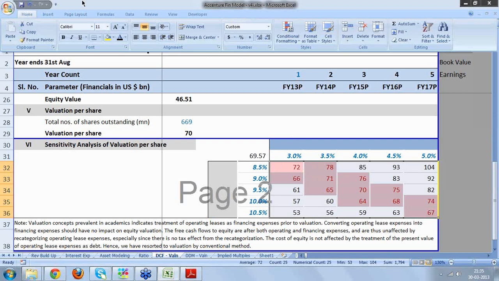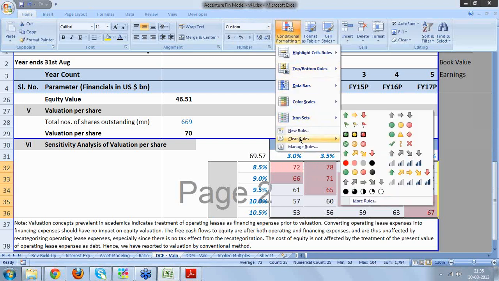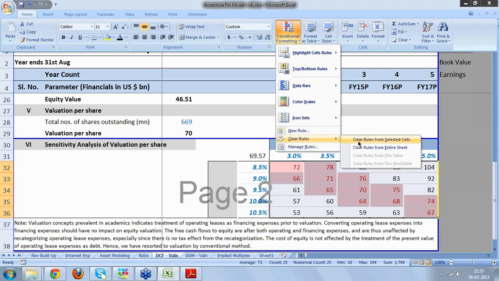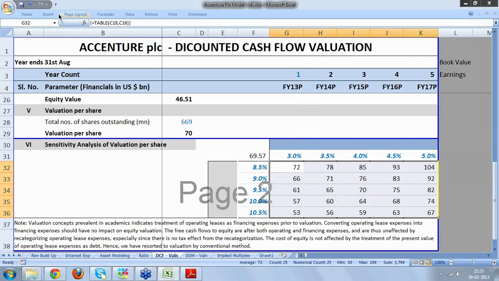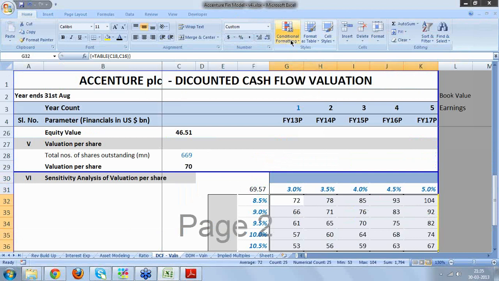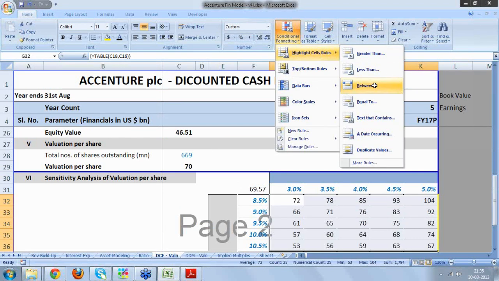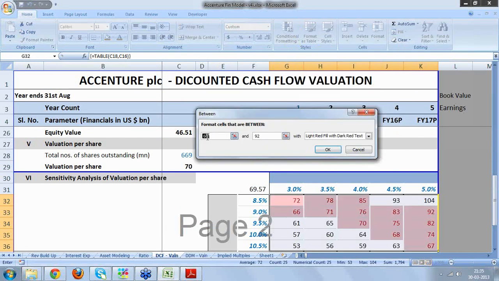I'll go to Home. I'll say Conditional Formatting. I'll clear all the rules which currently exist here, and I'll now go Home, Conditional Formatting, Highlight Cells Rule, Between. So I have chosen, this is suggesting a lower limit of 66, this is suggesting an upper limit of 92.